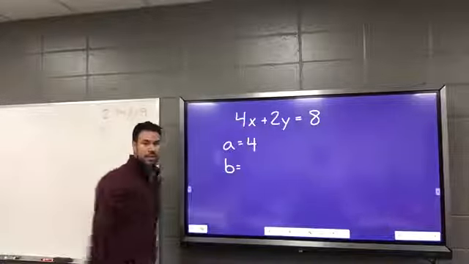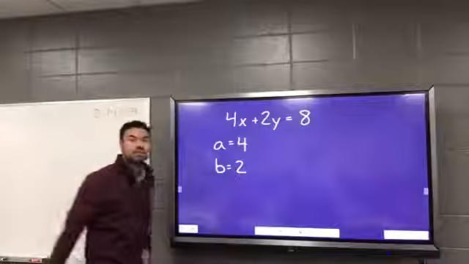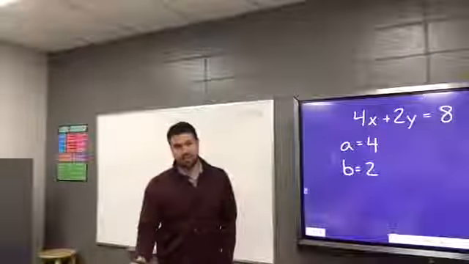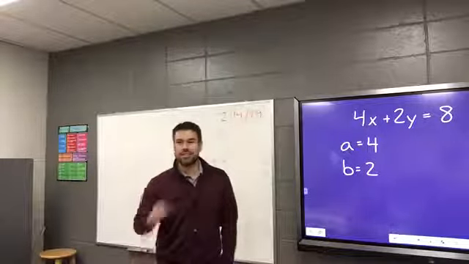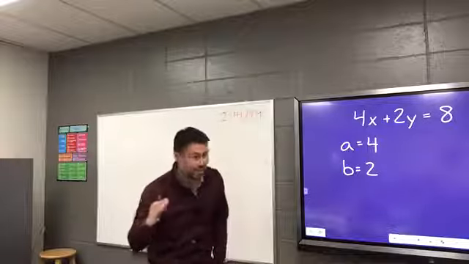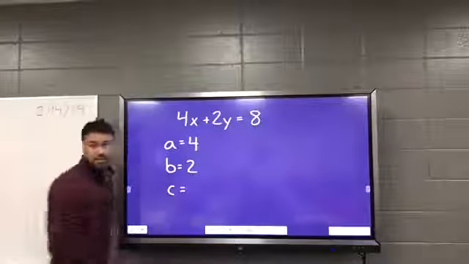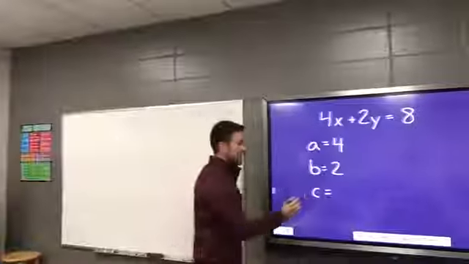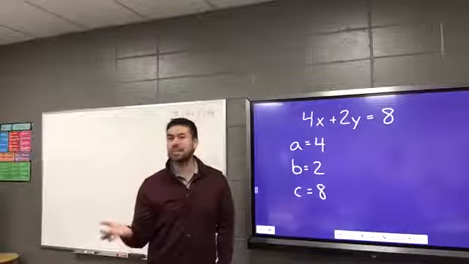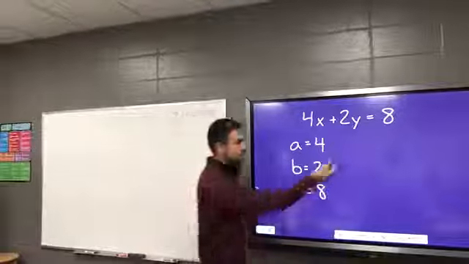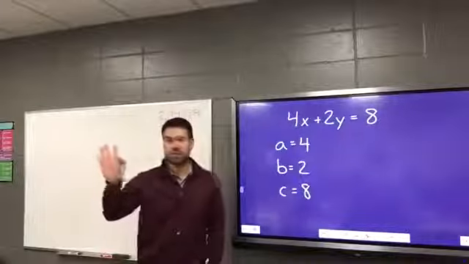All right, you can tell me what B is. 2. How do I know B is 2? Yeah, it's right next to Y. And then somebody tell me what C is. 8. And you know why it's 8? Because it's a number all by itself. It's just that constant. By the way, C is constant. That's what we get. Can you guys identify those parts?